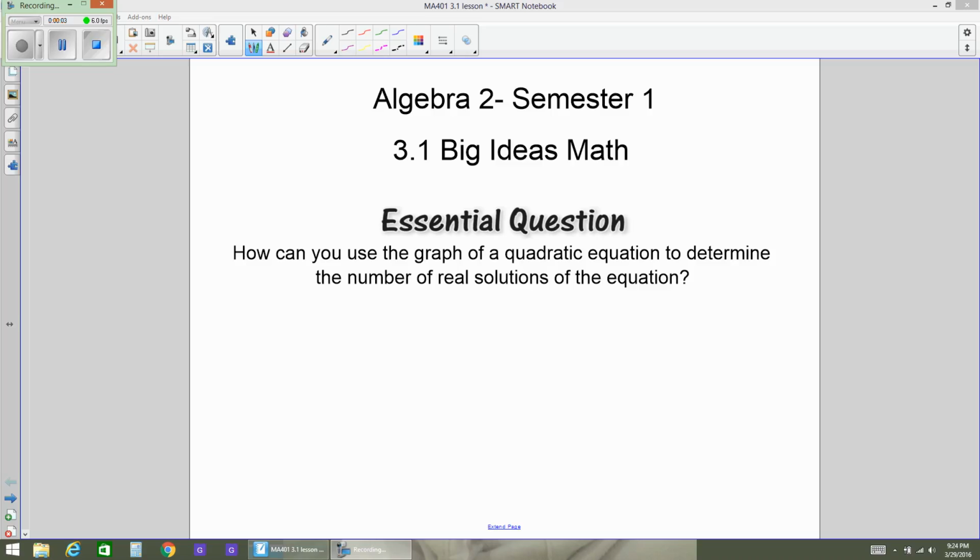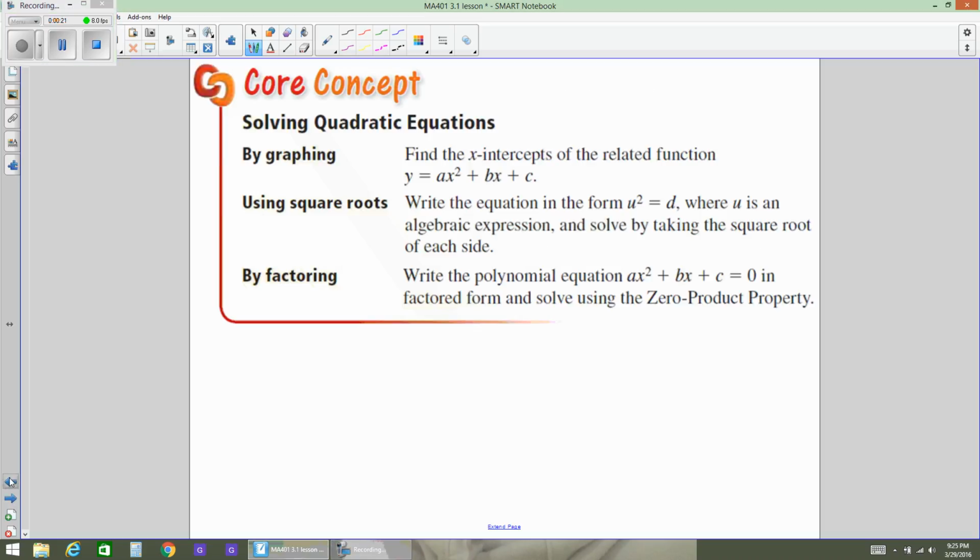Welcome to Algebra 2. This is first semester's Chapter 3, Section 1 out of the Big Ideas textbook. And we are solving quadratics today. It says, how can you use the graph of an equation to determine the number of real solutions? Okay, we're going to solve three ways. We're going to solve by graphing, using square roots, and also by factoring.